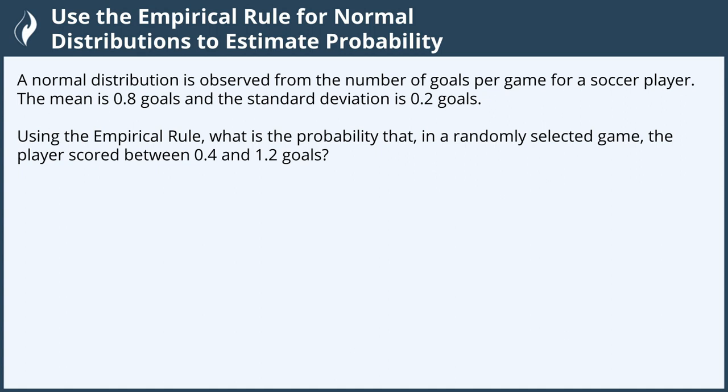The first thing we can do is identify what we've been given. We were told that the mean is 0.8 goals, and so we can write this as mu equals 0.8. We were also told the standard deviation is 0.2, so we can write that with our sigma of 0.2. We also know that we will be using the empirical rule. We were told that the observation of the goals for this soccer player are normally distributed.